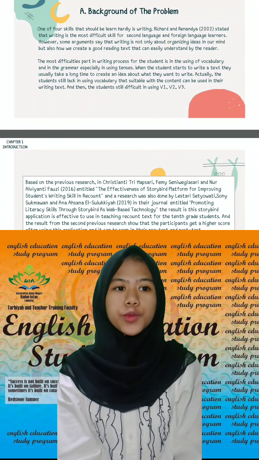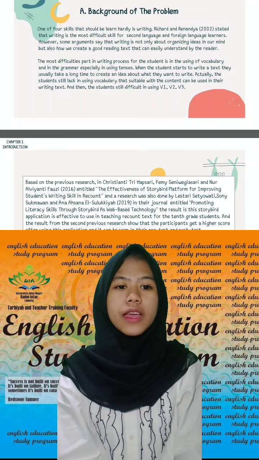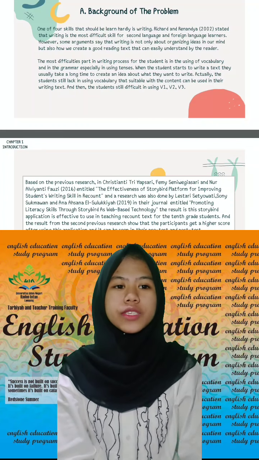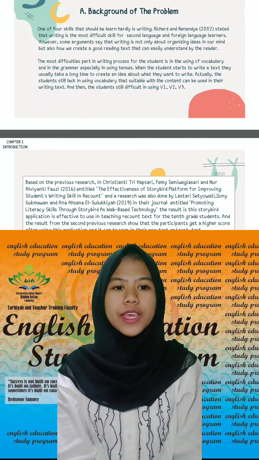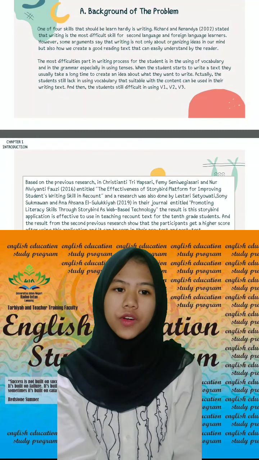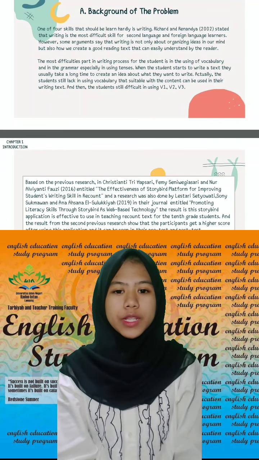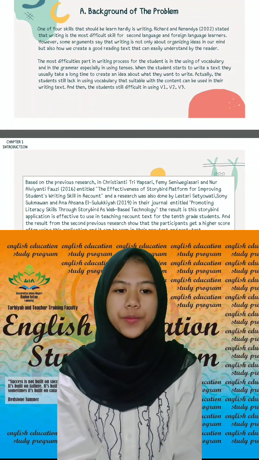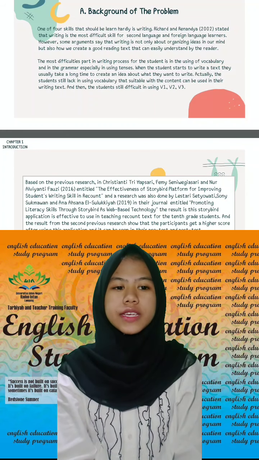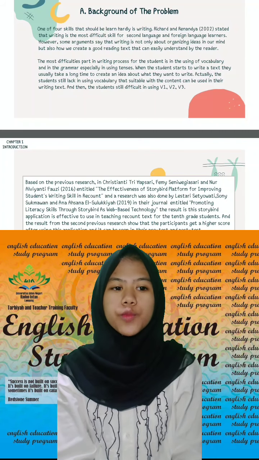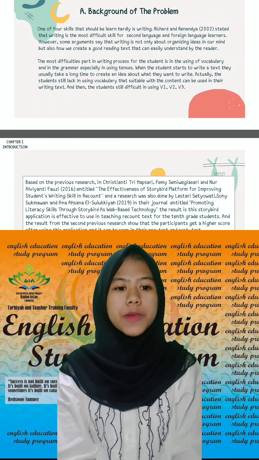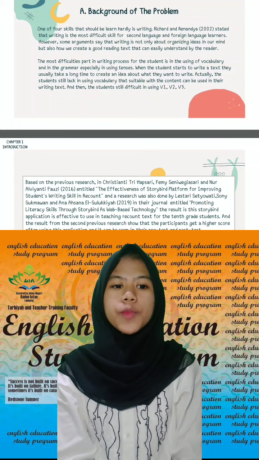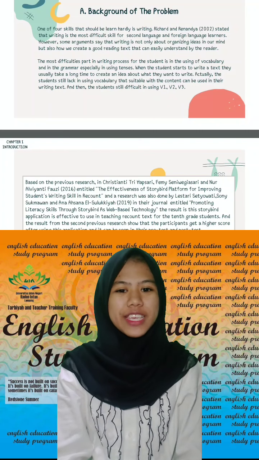One of the 4 skills that should be learned hard is writing. Richard stated that writing is the most difficult skill for second language and foreign language learners. As we know that writing is one of the 4 skills that we struggle to learn, we should develop our ability by practicing in our daily life. Writing needs creative ideas that come from our mind in order to make an acceptable message that we can deliver to other people by a text. And also, if we want to make a good text, we should know what we want to write and know how to arrange the sequence.